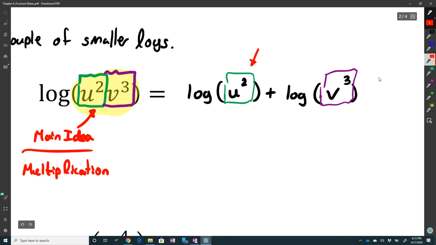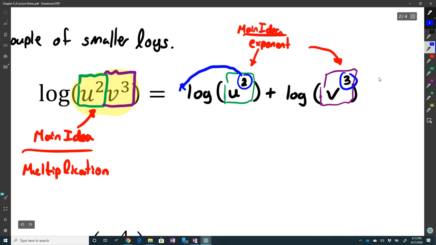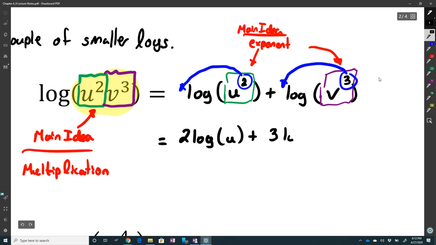So for this one, notice that the main idea is now the exponent. And it's actually the same for both. So what happens is we use the power rule. The power rule gets the exponent and brings it to the front. Gets the exponent, brings it to the front. And so we end up with 2 log of u plus 3 log of v. And that's it. That's your answer.